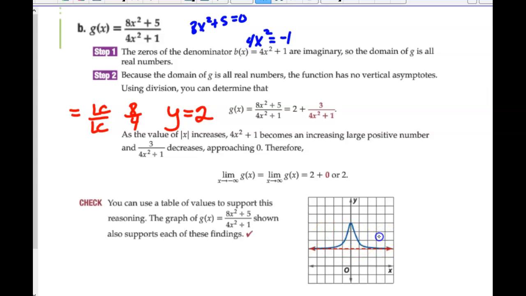And you know what? I think I just said that it doesn't cross x or y, but I was wrong. It crosses y because you can put in x equals 0, right? If you put in a 0 here and here, what will you get? Well, 8 times 0 plus 5 is 5, and 4 times 0 plus 1 is 1, right? So it does cross at 0, 5. So you get a really weird graph for this one. It has an intercept up here at 5, and other than that, on both sides, it's getting closer to y equals 2.